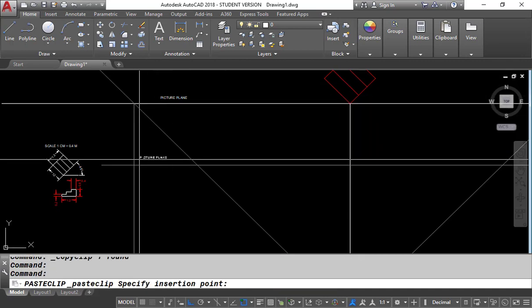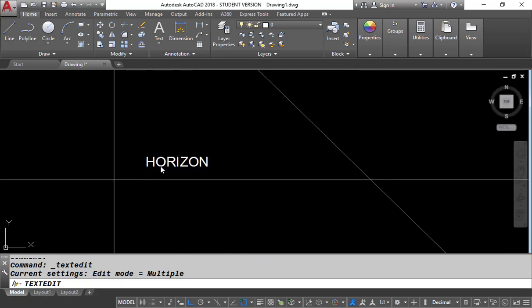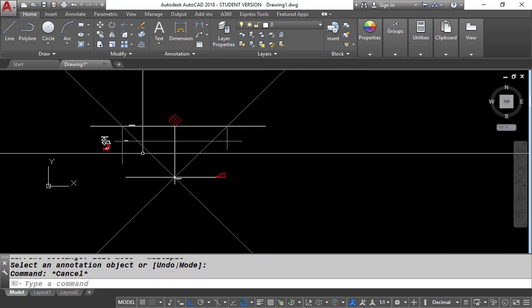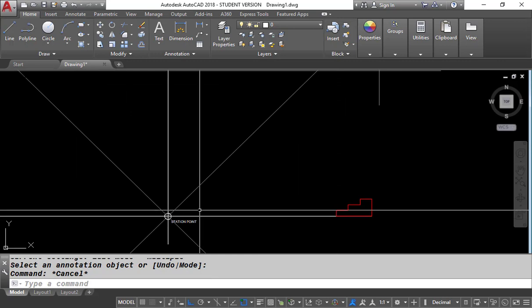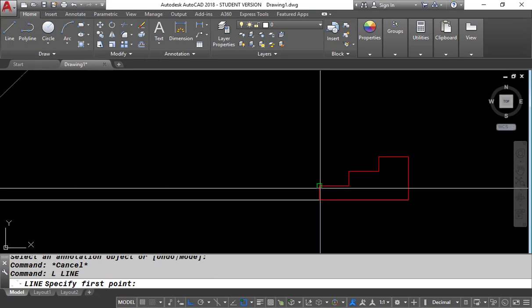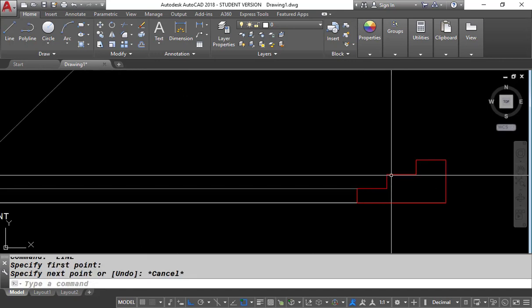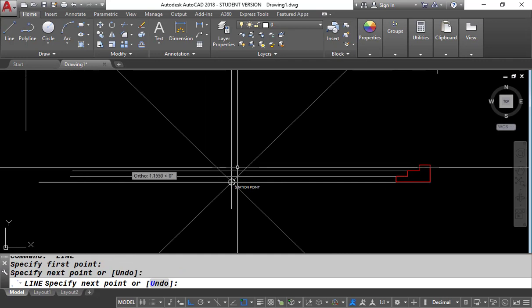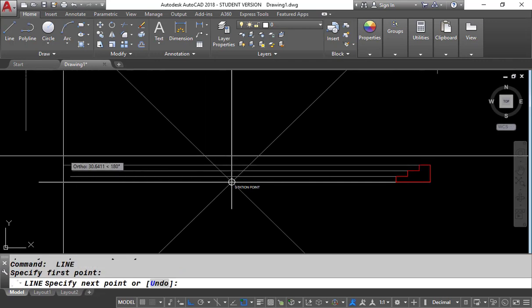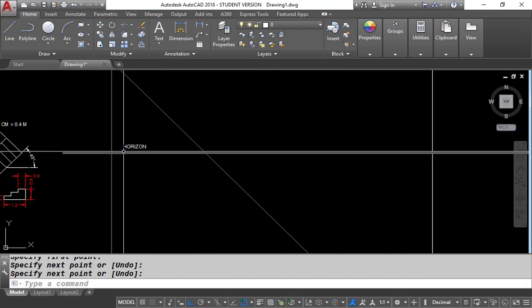So I am copying this text, and this is my horizon. Now you have to take the horizontal projection of this cross section. So I will draw the horizontal projection from here to here, from here to here, and from here to here, and you have to connect all these points.